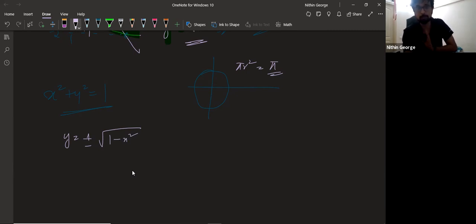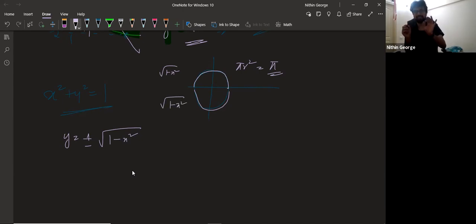Y equal to plus root of 1 minus x square is this curve here. Root of 1 minus x square means it's a positive value. So when you put a minus outside, it becomes a negative value. So it's this curve. Understanding? You find the area between these two curves. You integrate this difference from minus 1 to 1.